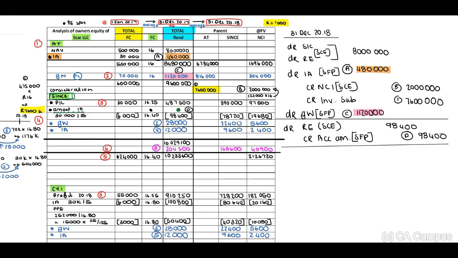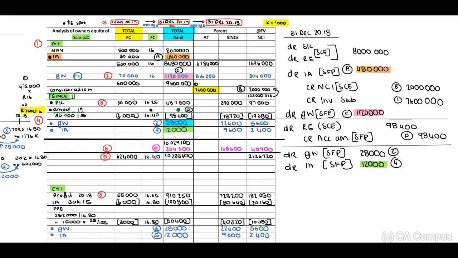Again, look at your analysis of owner's equity. We need to identify our next set of journals. We need to recognize the FCTR movement in terms of goodwill and the intangible asset. Therefore, when you look at this, our goodwill has a 28,000 increase. Therefore, if our goodwill increases, we need to debit our goodwill, statement of financial position, and this will be the 28,000. We need to debit our intangible asset, statement of financial position, calculation number 4, and this will be 12,000.